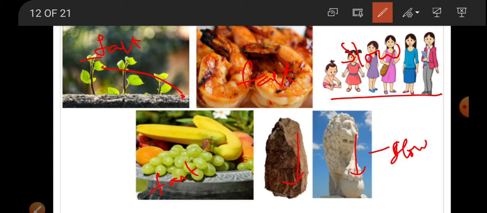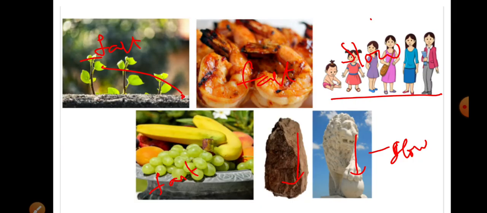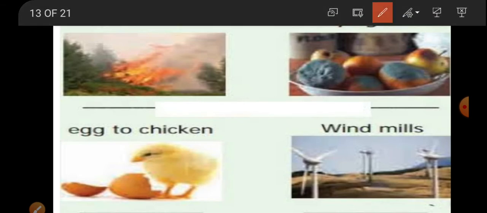In the earlier slide we came to know what desirable changes are. Now what are fast and slow changes. Now tell me, out of these four examples, which are desirable and fast changes, which are undesirable and slow changes. Like the first one is forest fire. Is it desirable? It's an undesirable change. Okay, rotting is an undesirable change. Whether it is a fast change or a slow change, it's a very fast change.